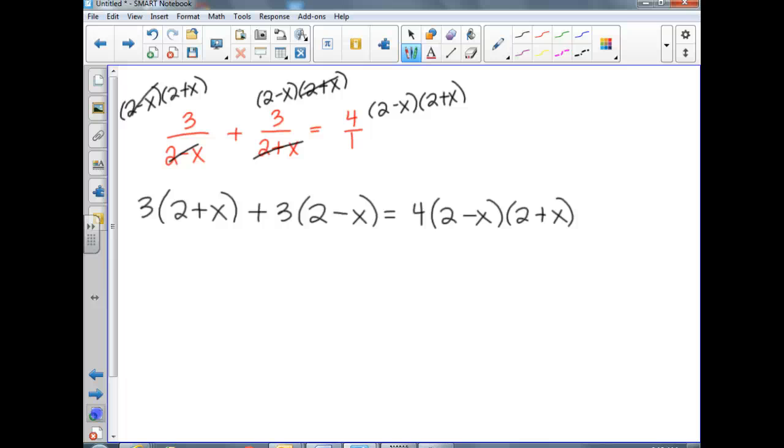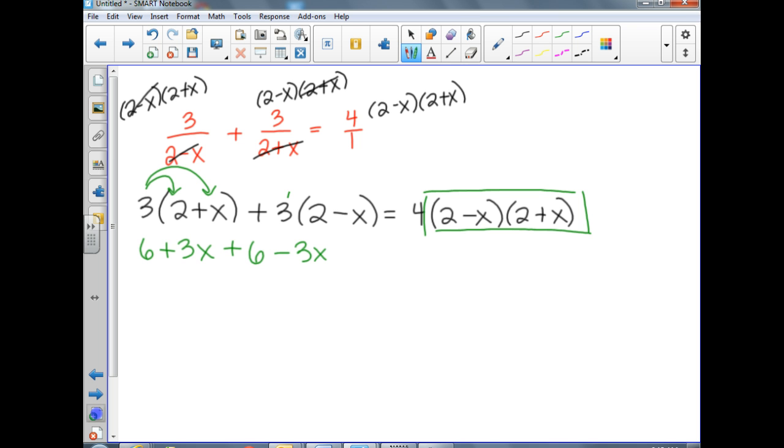No, you would multiply, it will be 16. I'm going to multiply these two first before I distribute the 4. So over here, if we distribute, we get 6 plus 3x, distribute the 3, plus 6 minus 3x, equals... I'm going to leave the 4 for a second and multiply this part out.